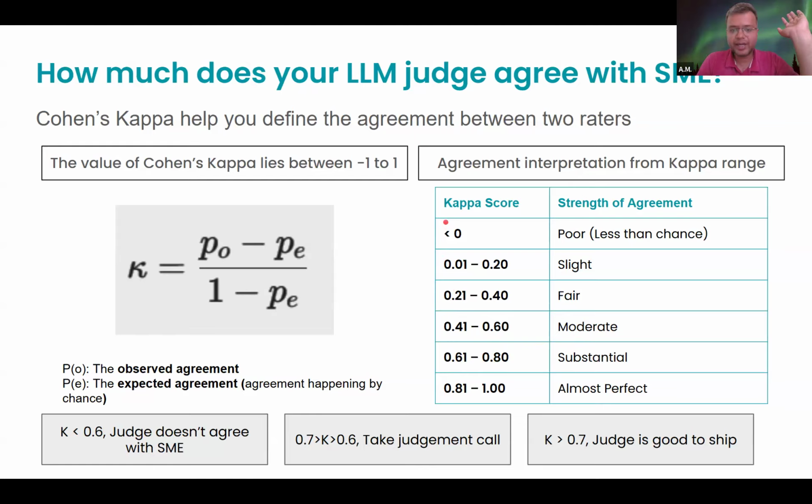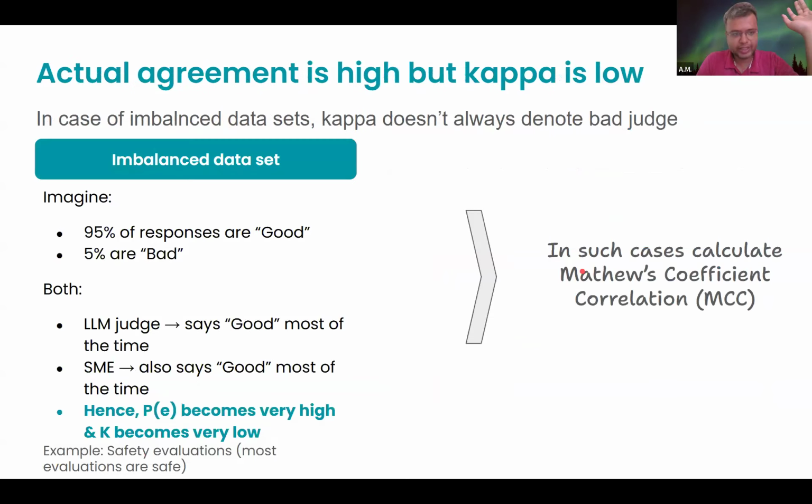Okay, so this is one kind of rubric that you can use to help somebody understand that, if my agreement is coming out to be 70%, what is the true agreement, and how much of it is coming purely because of some random chance. So this is something that you can use.